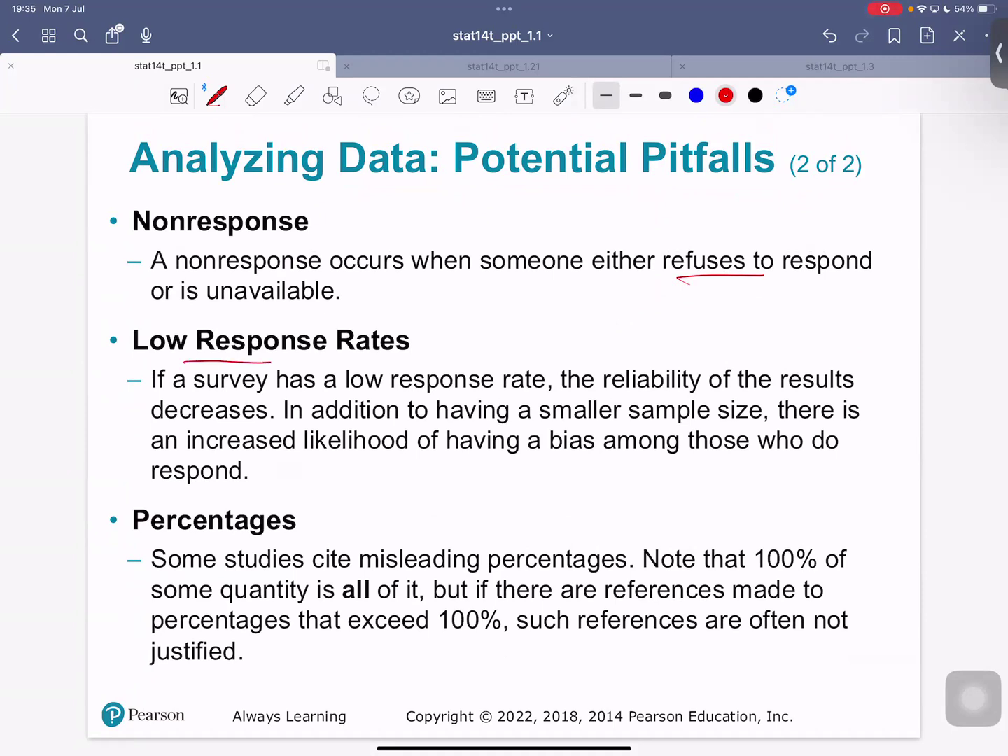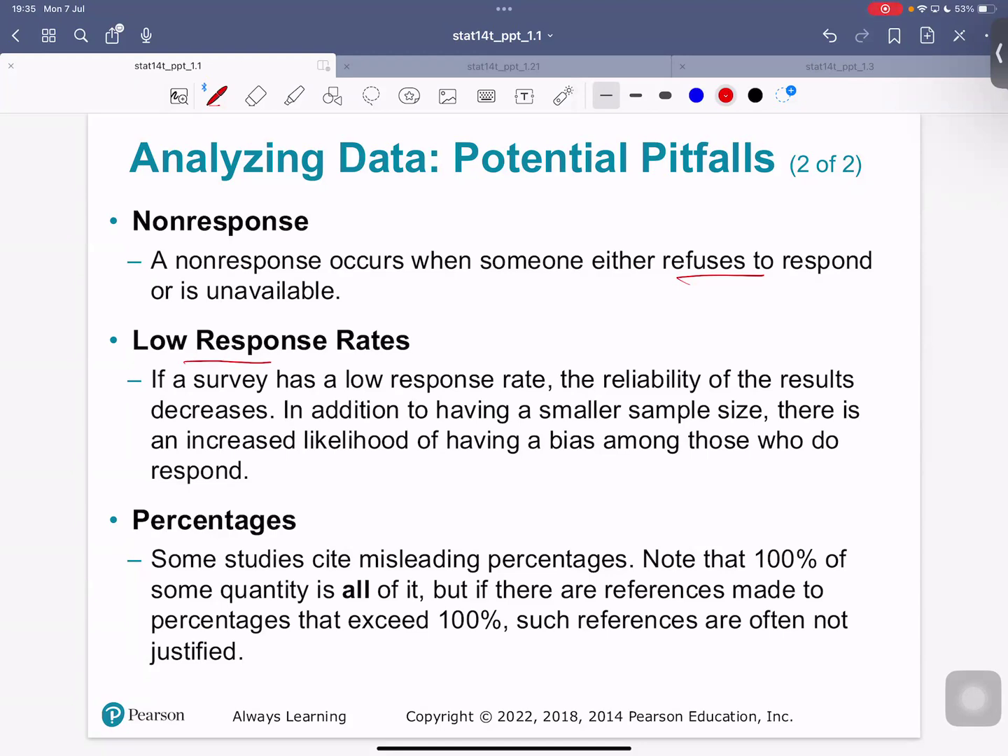Low response rate. If a survey has a low response rate, the reliability of the results decreases. In addition to having a small sample size, there is an increased likelihood of having a bias among those who do respond. It's easy because, for example, I'm going to do an evaluation and maybe just two of you submitted it, saying okay, this professor is terrible or something. Then, can we believe that? No, because we should do the survey and get more information from all the people.